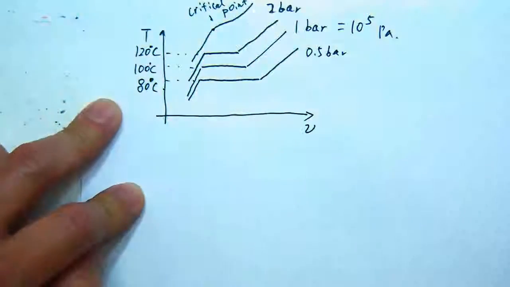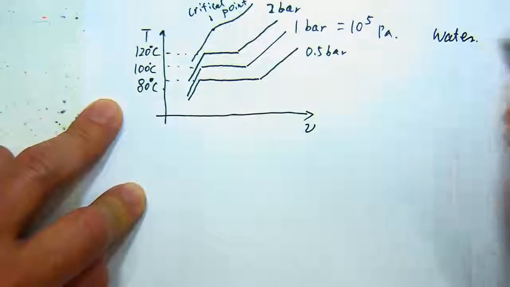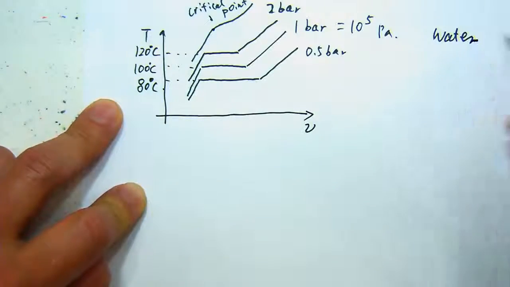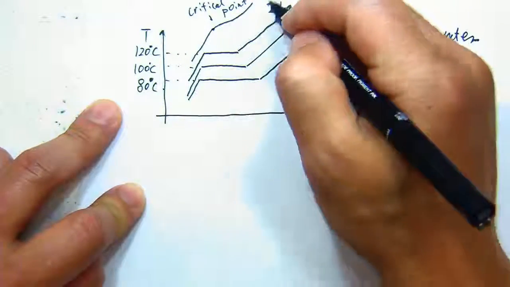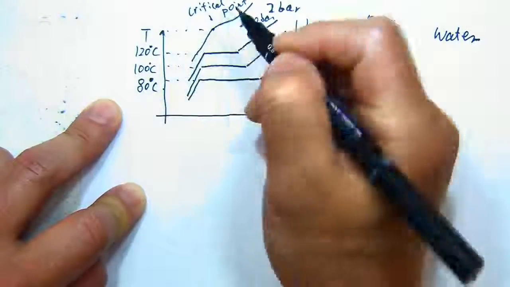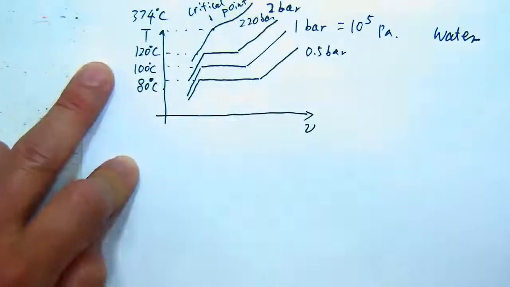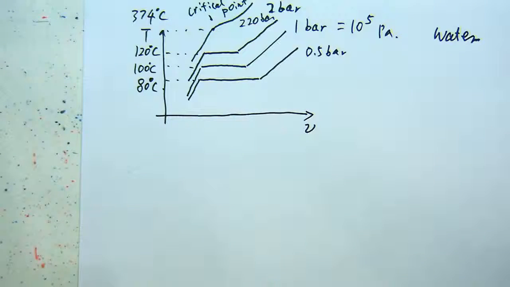Or critical condition. So for water, again, I should say this for water, right? For water, this critical condition corresponds to 220 bar and a temperature of about 374 degrees C. So that's a critical point. Above the critical point, that's called the supercritical fluid. In that region, there is no difference in terms of vapor or liquid. So they just call it the supercritical state.